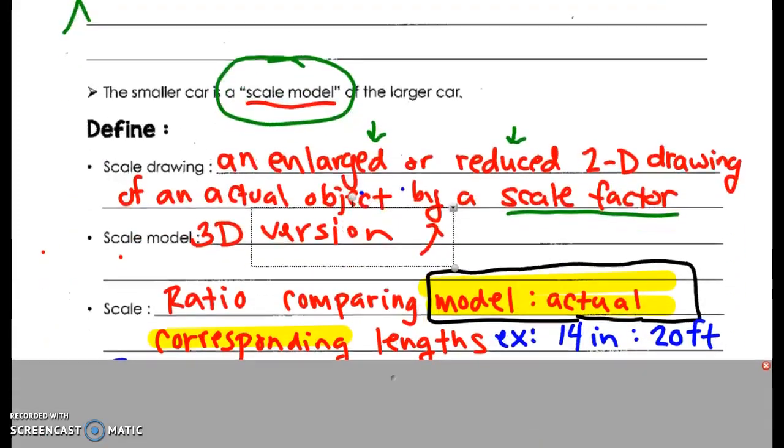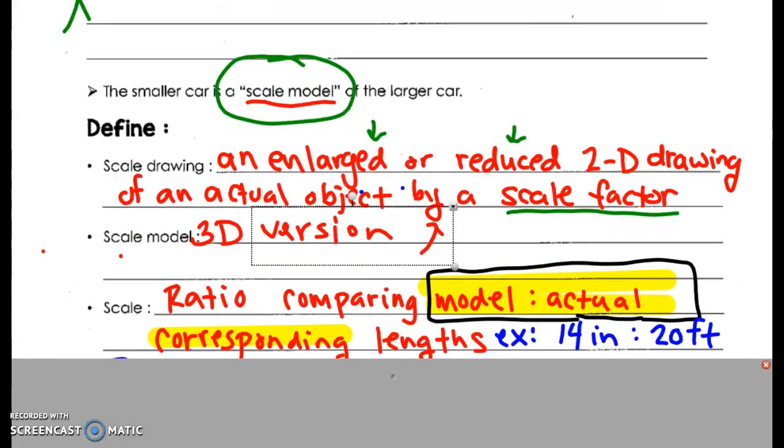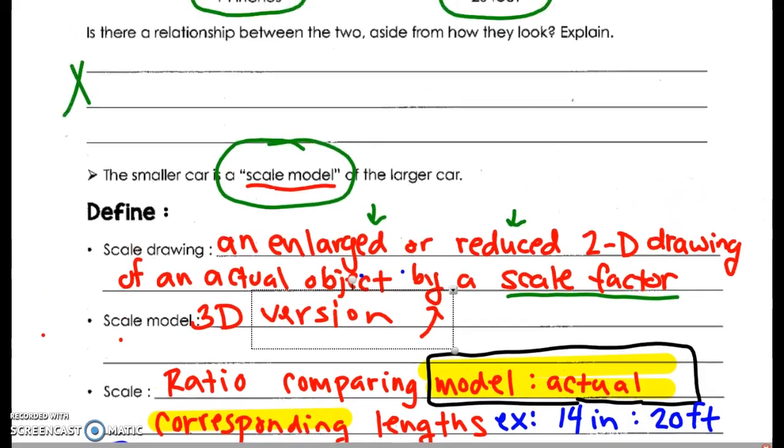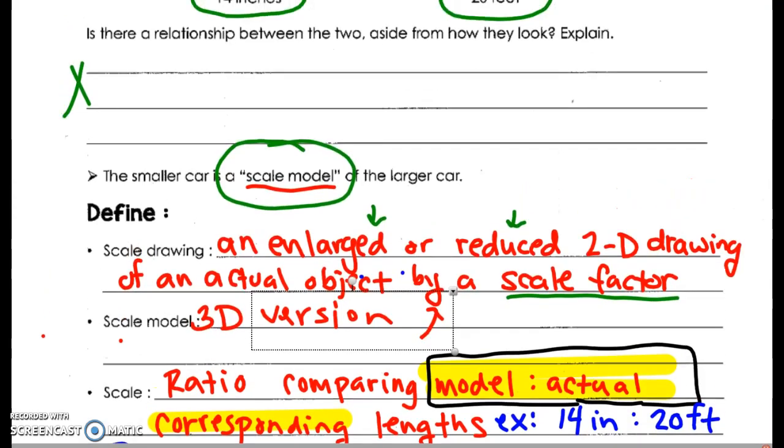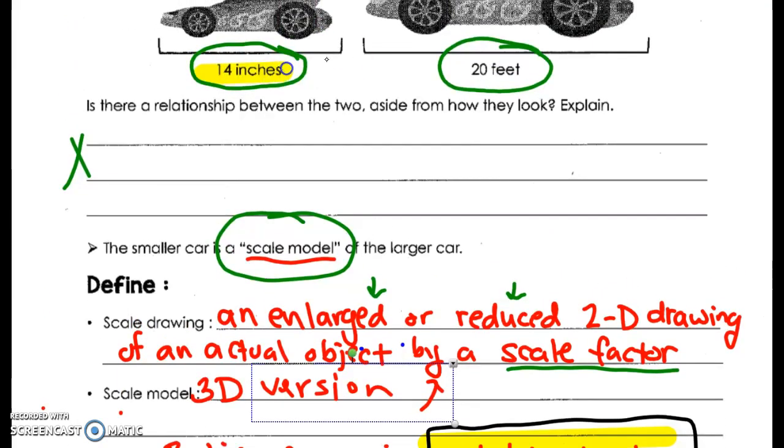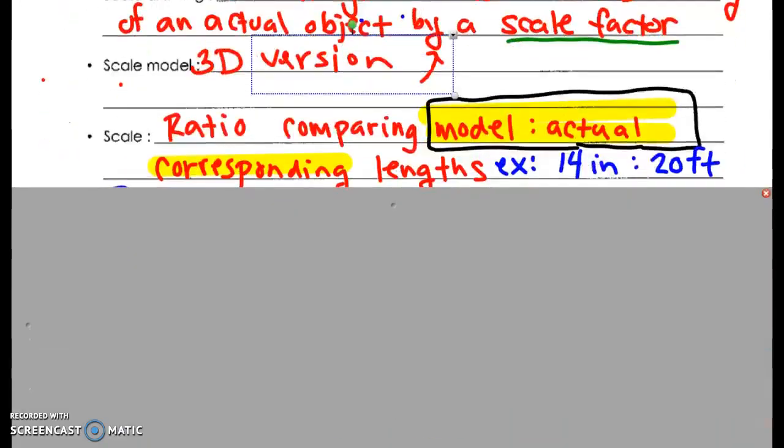So on your notes, I used the example from the car just on top of the page. I just wrote the scale for it. It's 14 inches to 20 feet. What you see up here at the top is just the exact same measurements that they gave you. That's the scale. 14 inches in the toy car represents 20 feet in the real life car.